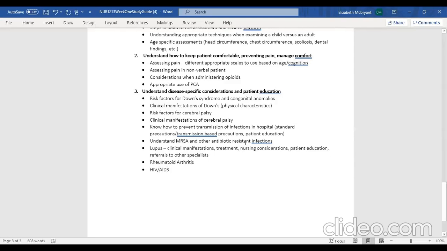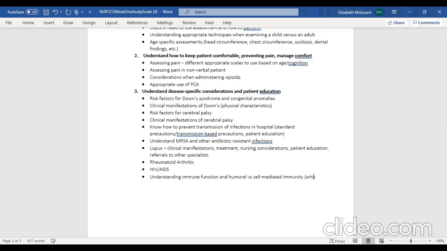Trying to think. I think that's it. Those are really the diseases we covered. Understanding autoimmune disorders. Let's see, immune function and humoral, oh God, don't get me started, I can't spell, versus cell-mediated immunity.